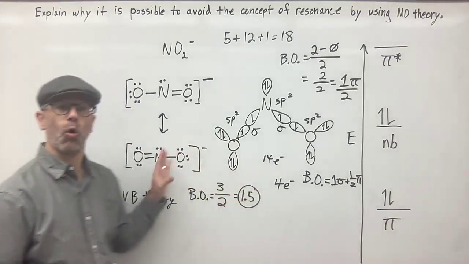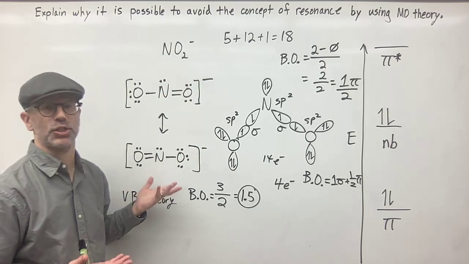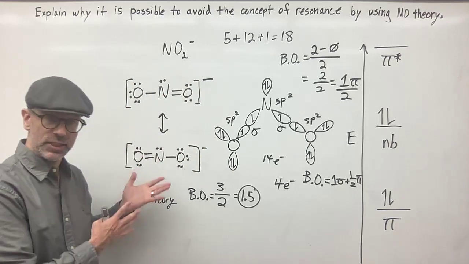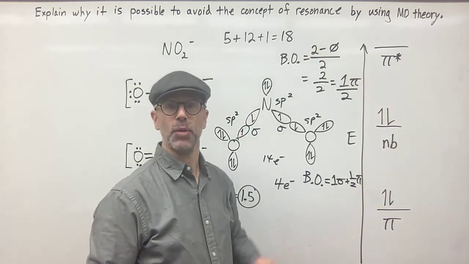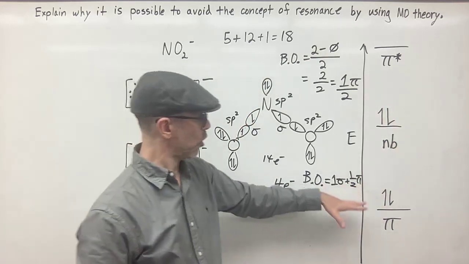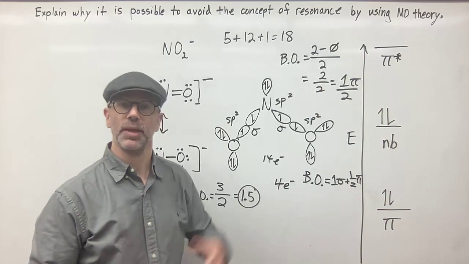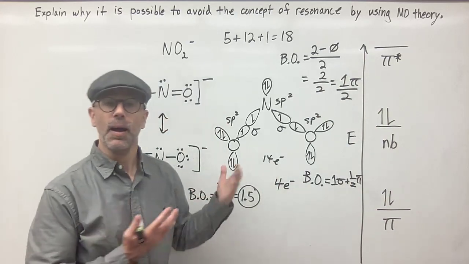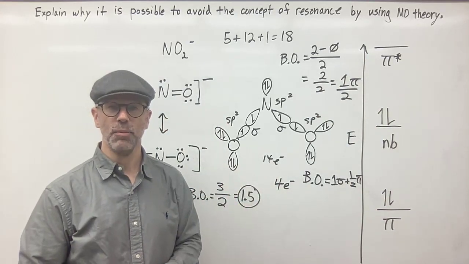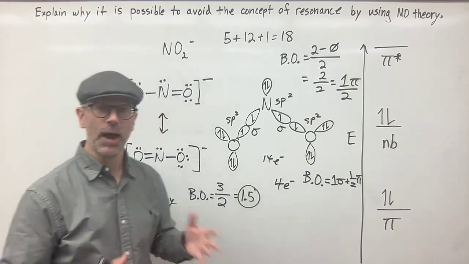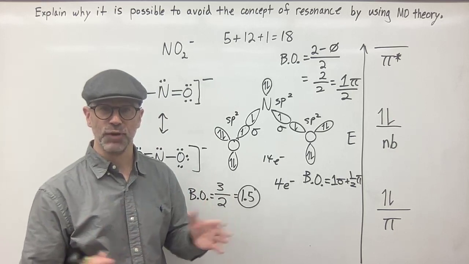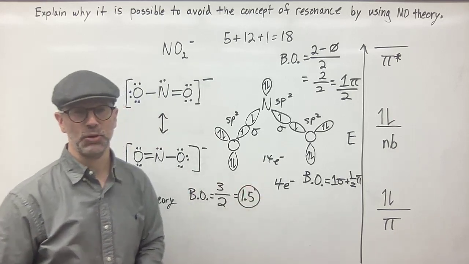But we avoided the whole issue of resonance structures. We didn't have to refer to our resonance structures or resonance at all because we have molecular orbital theory, a molecular orbital energy diagram in which we can calculate the bond order directly from the molecular orbitals. And that is how it is possible to avoid the whole concept of resonance by using molecular orbital theory.